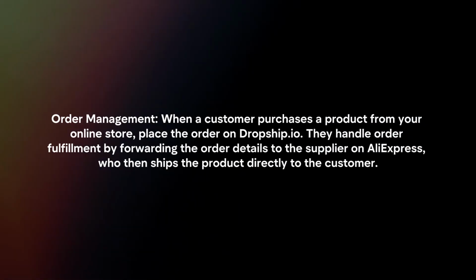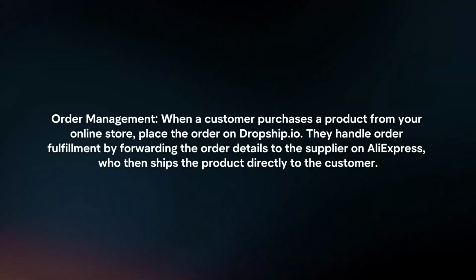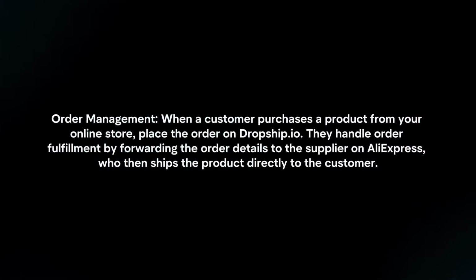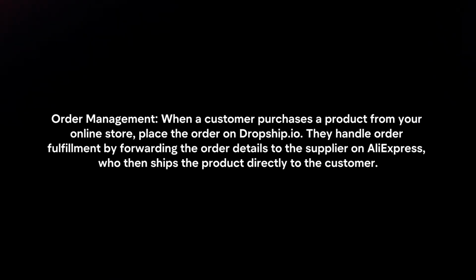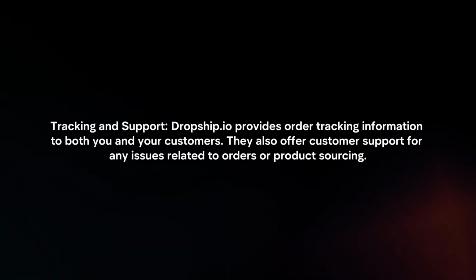Order management. When a customer purchases a product from your online store, place the order on Dropship.io. They handle order fulfillment by forwarding the order details to the supplier on AliExpress, who then ships the product directly to the customer.